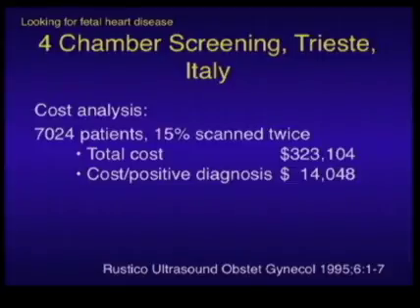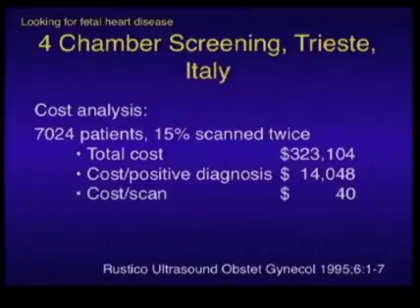If you take this one step further and think about 7,000 patients with 15% scanned twice, that's about 8,000 scans total. And if you divide 323,000 by 8,000 scans, you find that each scan cost roughly $40. So the numbers in the United States today, certainly, and even in 1995, in terms of actual costs and what people were being reimbursed for doing basic obstetrical ultrasound, the cost would come out to be somewhat greater in the United States.